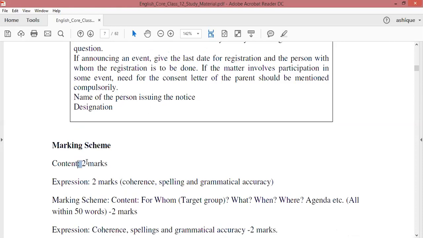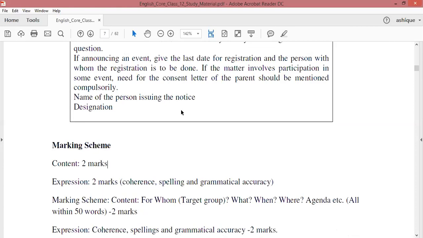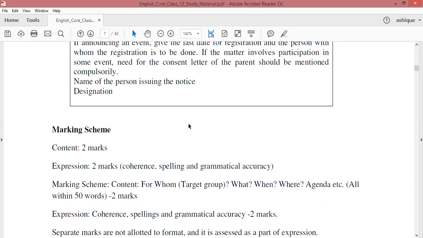Content is for marks, so you have to cover all the points as per the need of the notice, and expression is 2 marks. Got it clear? Spellings must be correct. Sir, why has half a mark been deducted? Just one spelling is wrong. No students, you're in class 12 and you're writing English, spelling must be correct. If one spelling error is there in your writing, there is a chance of deduction of half a mark. So keep in your mind, you should be appropriate when you write your content, spelling.